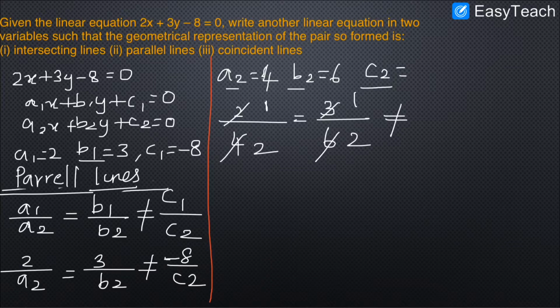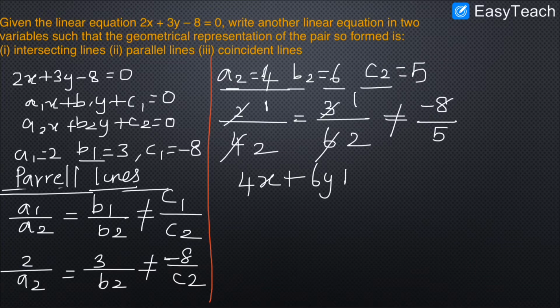For the third term, which is not equal, c1 by c2, for c2 I am going to write any number, but it should not be equal to the b1 by b2 term. Let's write 5, it is definitely not equal to b1 by b2. So I write 5 for c2. Now the second linear equation is 4x plus 6y plus 5 equals 0.